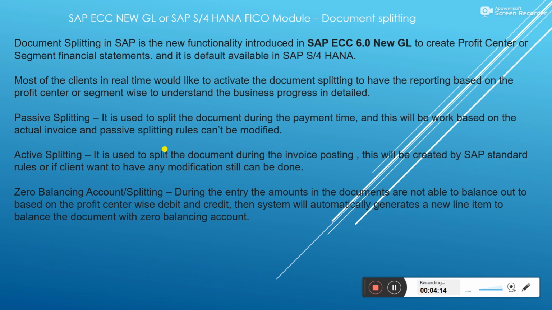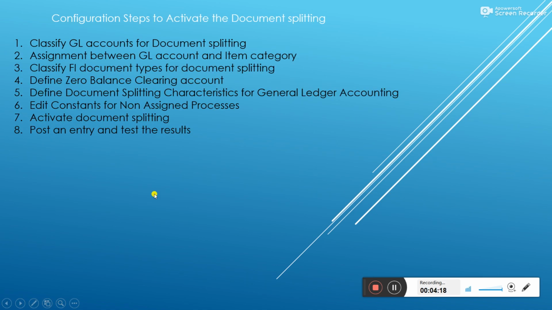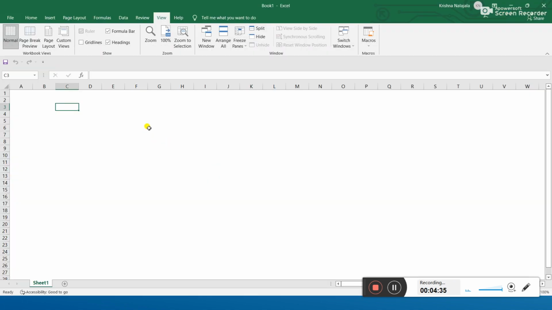If you go to the configuration part, these are the main 8 steps we do. The last one is used to test the functionality. We'll go to the system and see how to configure it. Before that, let me show you in real time in accounting how document splitting, profit center reporting or segmental reporting works and how it is useful. Let us take a simple expenses invoice.